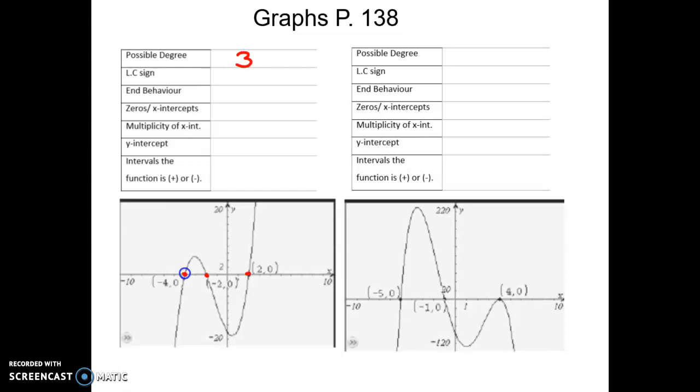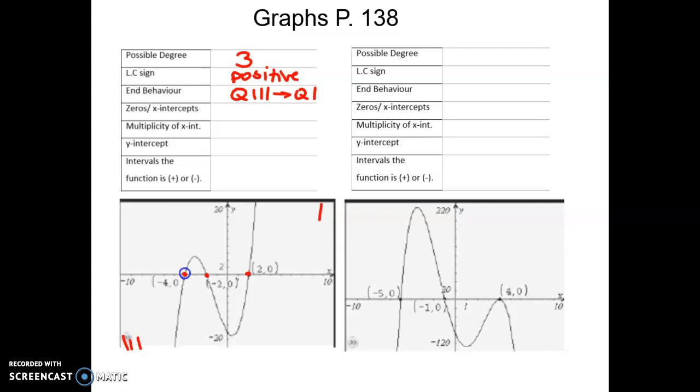Let's look then at the leading coefficient sign. So is it positive or negative? So let's see, as we're starting down here in quadrant 3 and ending in quadrant 1, that would be like an upwards line. So we're going to say that that is a positive leading coefficient. Now the end behavior, again, we already looked at that. It goes from 3 to 1, quadrant 3 to quadrant 1.